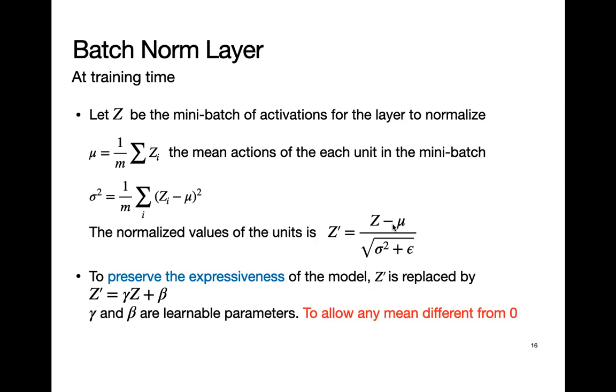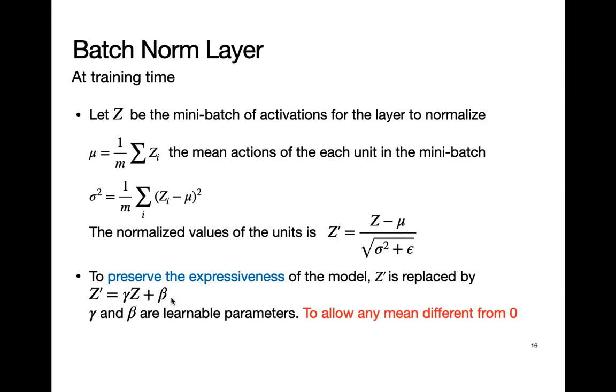expressiveness of our model, because if your model can learn more, why restrict it to have only mean 0? So what we want is to let all the layers have any mean and any standard deviation, to allow the learning. So that's why we parameterize by using gamma and beta. We take what we computed before, this should be Z prime, so what we computed before, we multiply by gamma, and then we add beta.